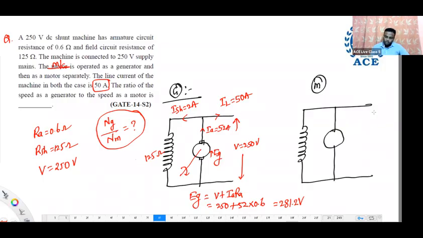Line current is also the same in the motor, 50 only. Supply is 250. Line current, now it will take the current 50. RSH is the same, 125. That's why ISH will not change, 2 amperes. Now what is IA? IA is 50 minus 2, 48 amperes. In a motor, whatever EMF is induced, that is called EB. This is motor speed NM.